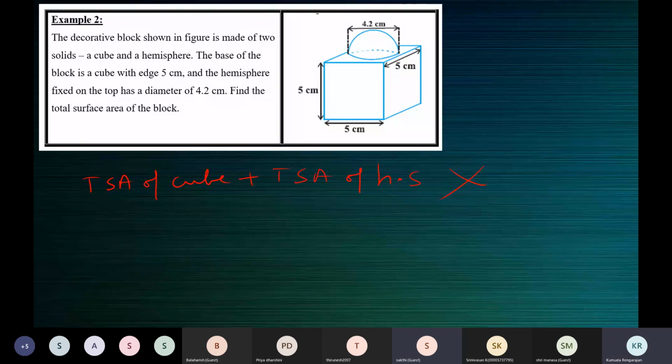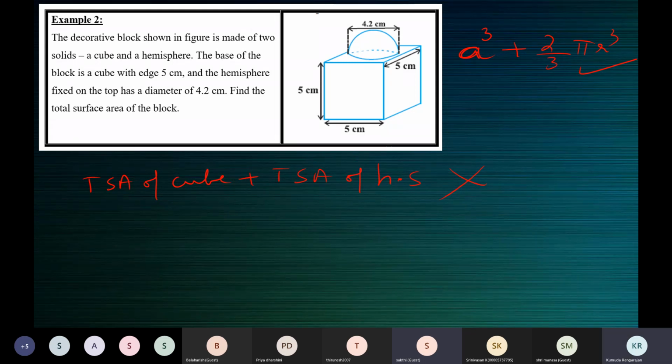When you're asked to find the volume of the block, it's the volume of the cube plus the volume of the hemisphere. That's correct. Volume of the cube, a cube, or edge cube, whatever you call it, plus the volume of the hemisphere, 2 by 3 pi r cube. This is correct. The total volume of the block is the volume of the cube plus the volume of the hemisphere. Volume works like that. Area does not work like that.